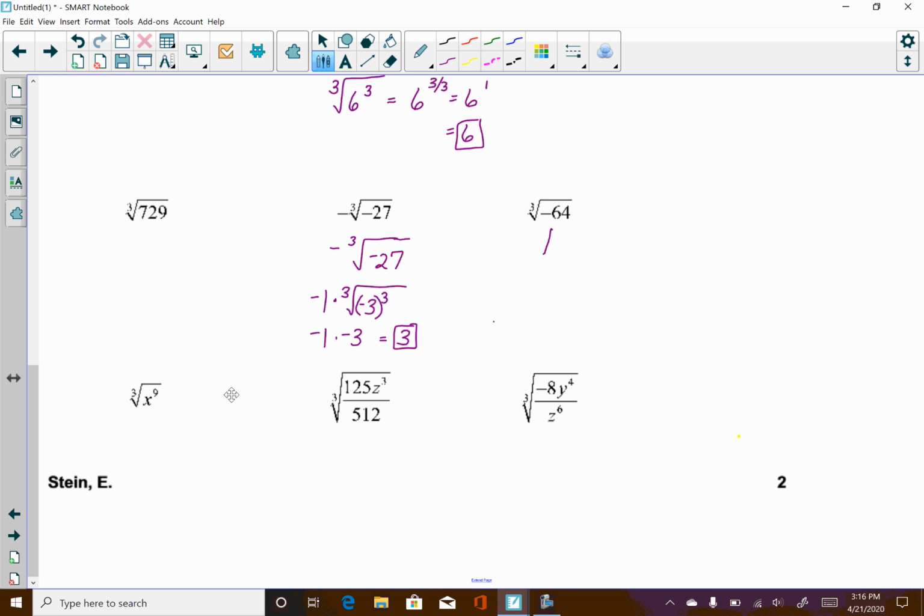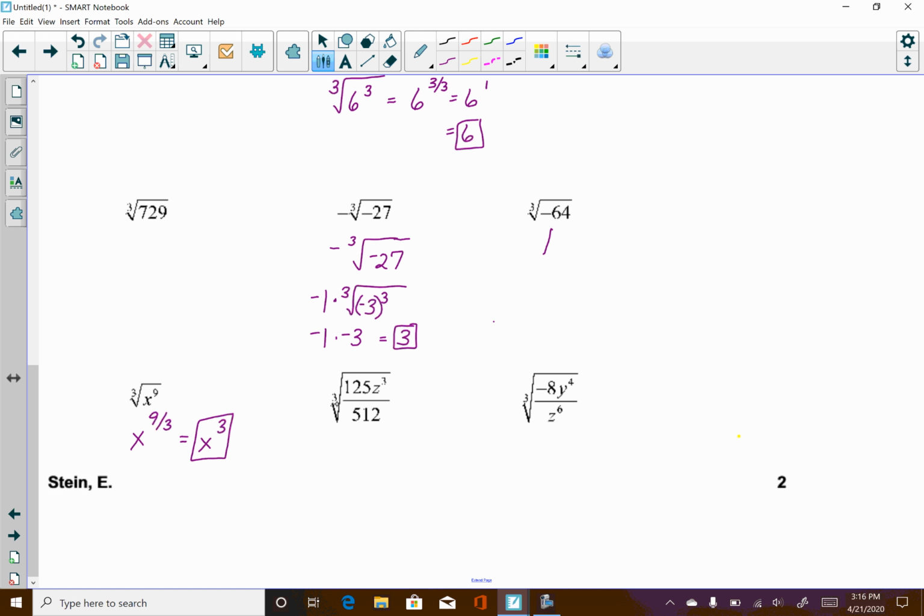Let's look at the bottom row here. So the cube root of x to the 9th, just like I was showing you on the previous page, would be the same as x to the 9 divided by 3. And so that would be x to the 3rd power. Final answer. So if you're taking the cube root, you want everything underneath there, in terms of letters, to be multiples of 3.